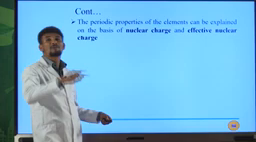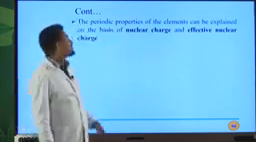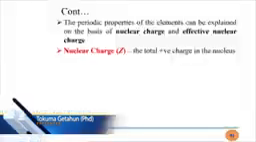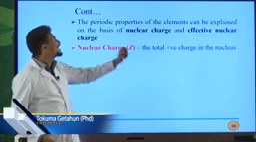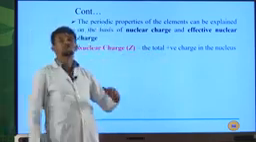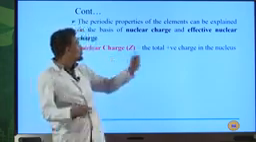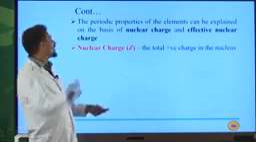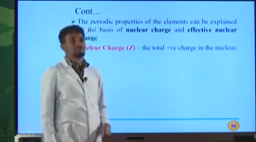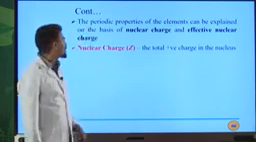This can be explained based on nuclear charge and effective nuclear charge. What is nuclear charge? This is very simple. This is the total positive charge in the nucleus of the atom, which is equal to the number of protons. So nuclear charge is equal to the number of protons available in the nucleus of the atom. It is also named as the atomic number of the element.